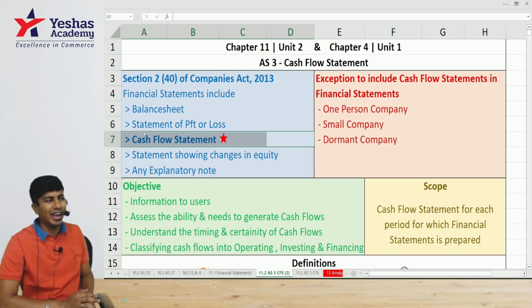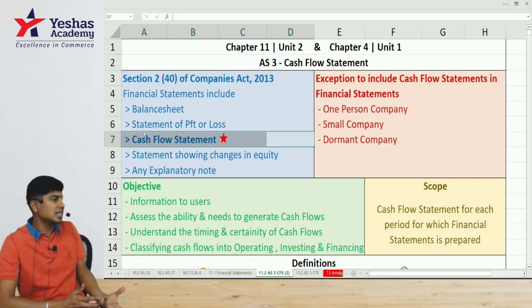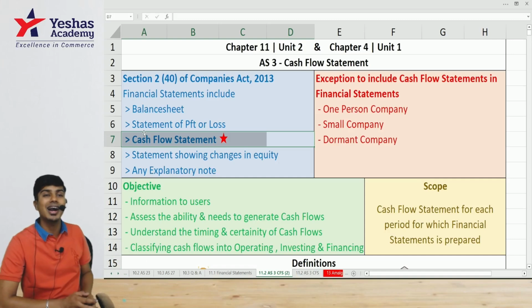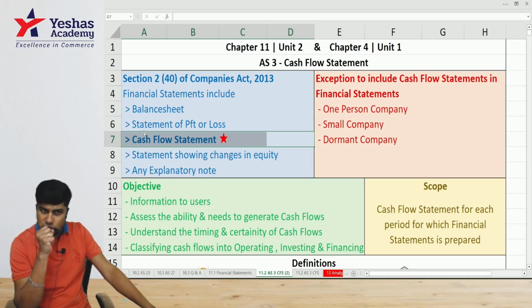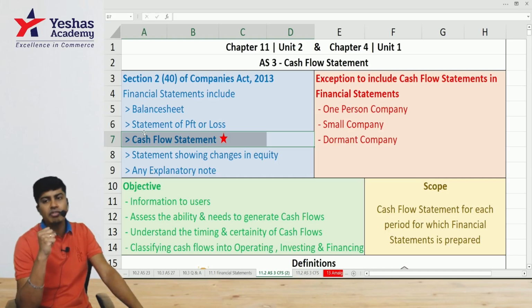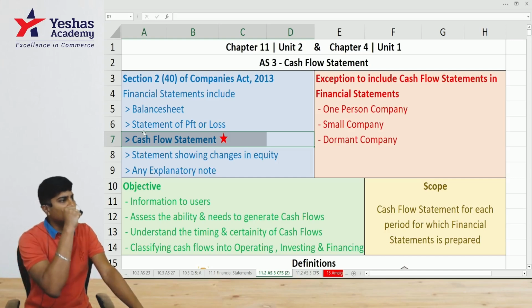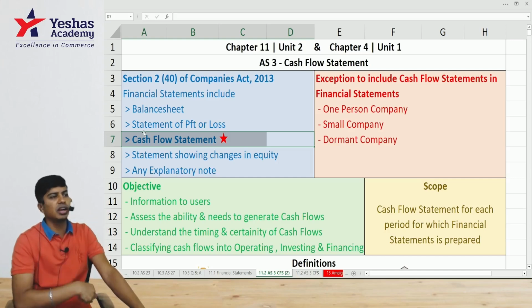Let's understand why any entity needs to prepare a cash flow statement. Keeping law aside, law is asking us to do it, but why is law asking us to do cash flow? The answer is pretty simple. The way to have control over business is to have control over cash. If you have control over cash in the business, you have control over business. If you don't have control over cash, you don't actually have control.